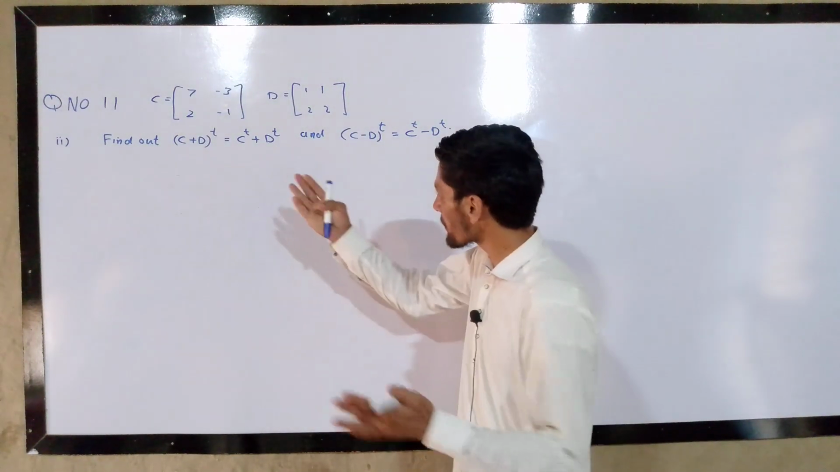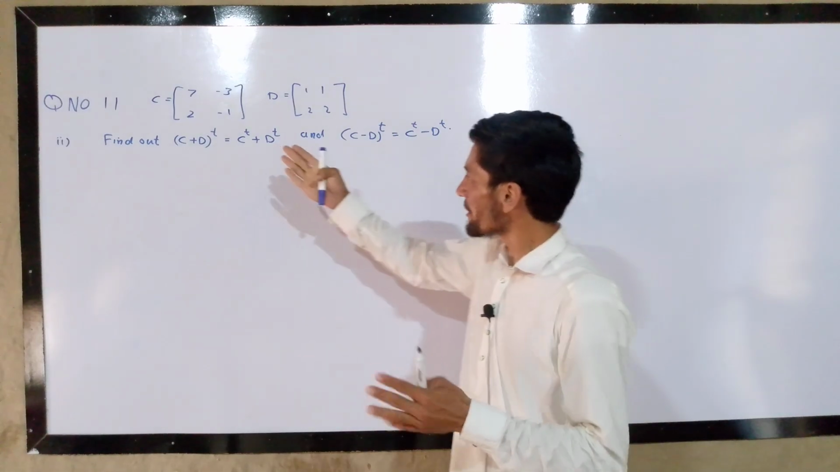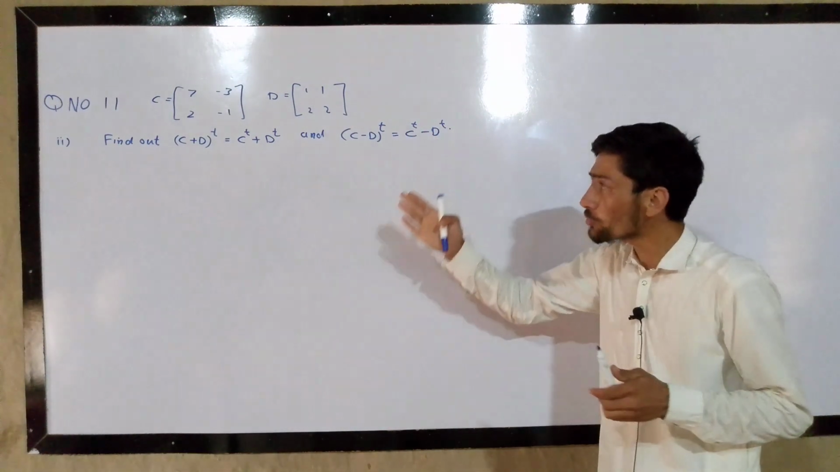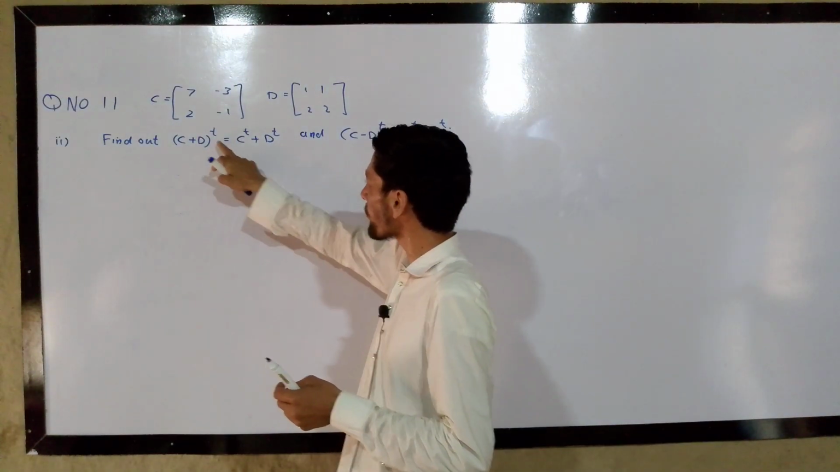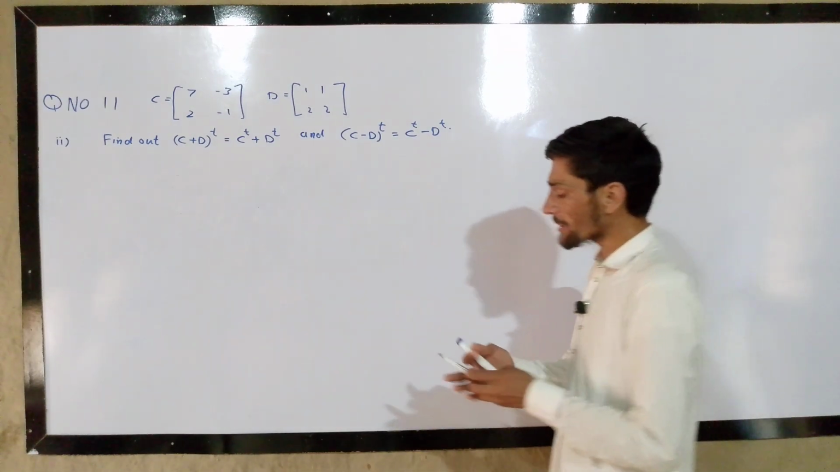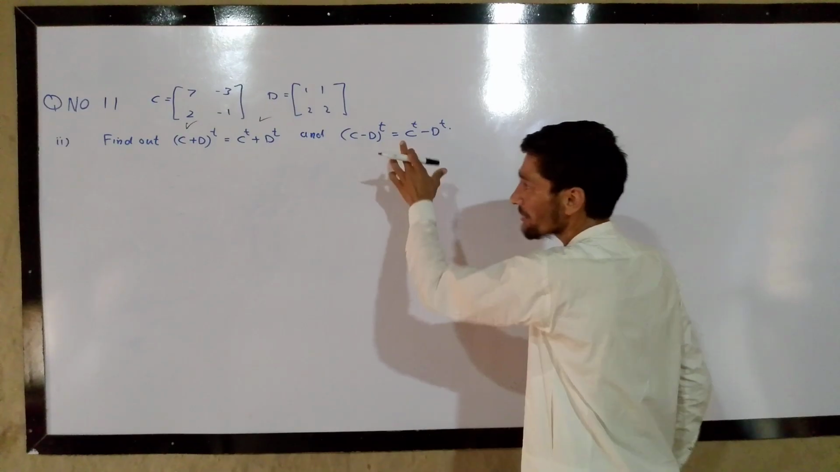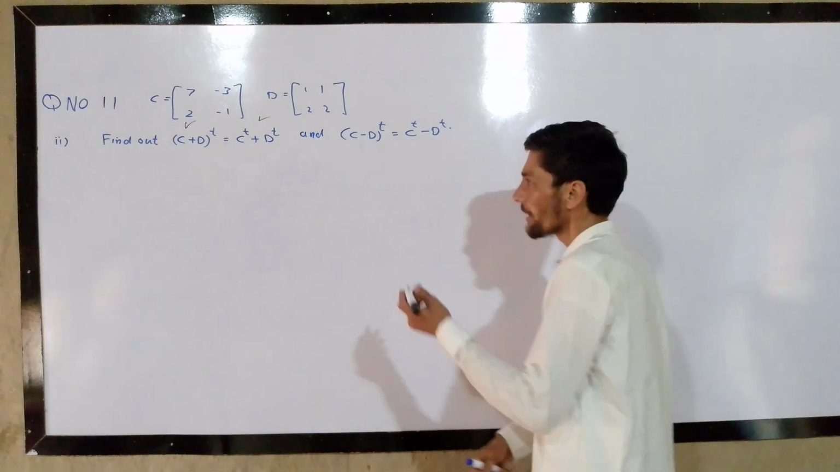Now this is the second part of question number 11, and that is C is equal to [7, -3, 2, -1] and D is equal to [1, 1, 2, 2]. They are asking us to find out the value of C plus D whole transpose is equal to C transpose plus D transpose. So first of all, we will take this side, and after that this side. And the second question is also similar, but the sign is changed. Here is minus and there is positive. Okay.